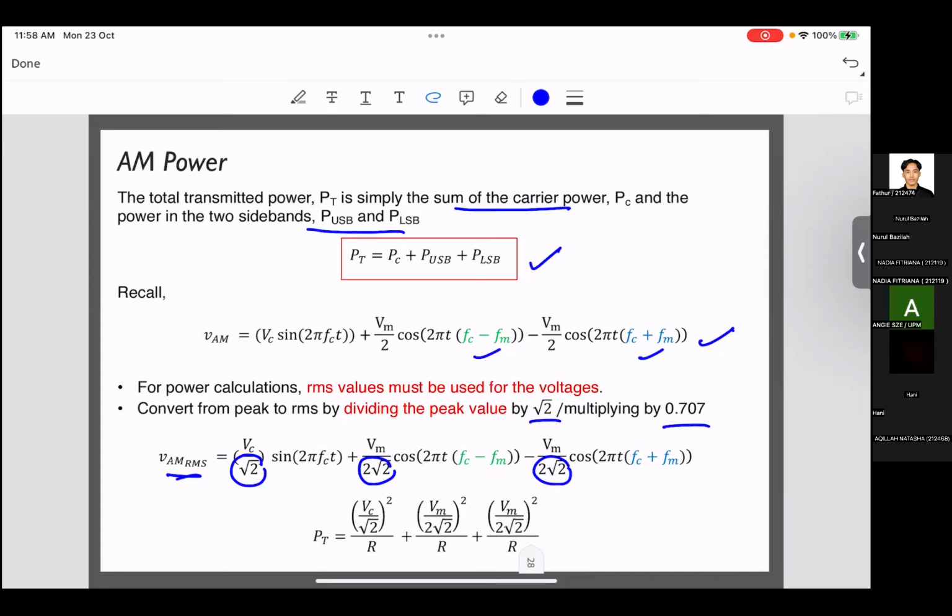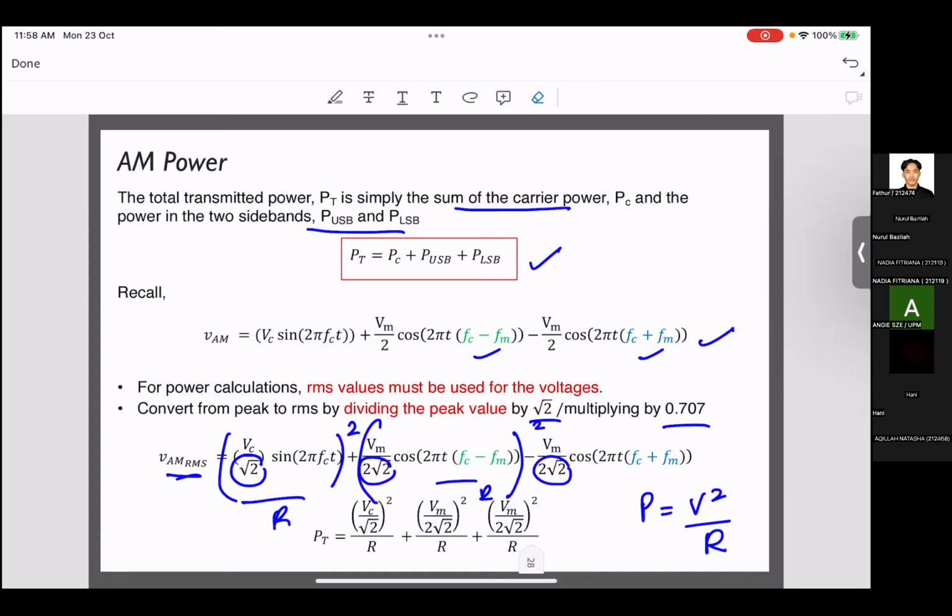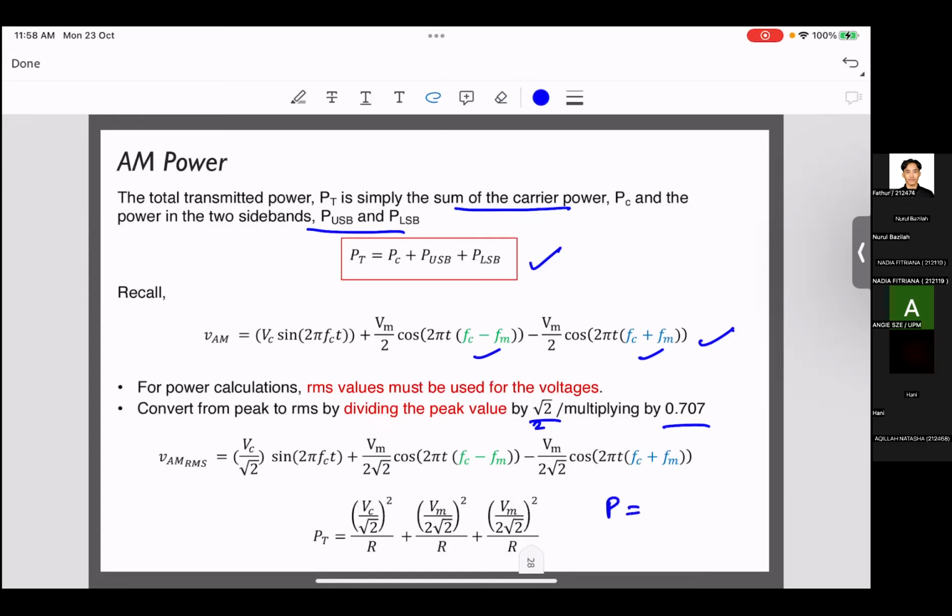If I want to convert this to power, power is V squared over R. I would square this and divide it by R, square this, divide it by R, and the same over here, square this and divide it by R. I would get this equation: VC over square root of 2, squared, over R, plus VM over 2 square root of 2, squared, over R, and then VM over 2 square root of 2, squared, over R. When we have square root and also square, we can get rid of things.